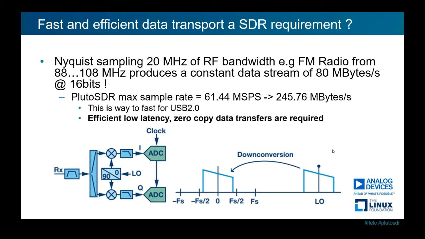So why is fast and efficient data transport an SDR requirement? Think about the Nyquist theorem. Sampling of 20 megahertz of real RF bandwidth, for example, that's exactly 88 to 108 megahertz for FM radio, produces a constant data stream of 80 megabytes per second at 16-bit samples. The PlutoSDR maximum sampling rate is 61.44 megasamples, and that would require a memory bandwidth of up to 245 megabytes per second. And this is way too fast for any USB 2.0. So first of all, it's very important that we have very efficient low latency zero copy data transfers.